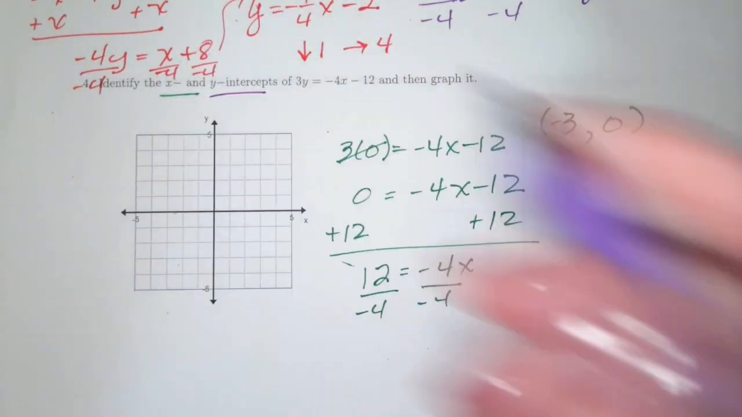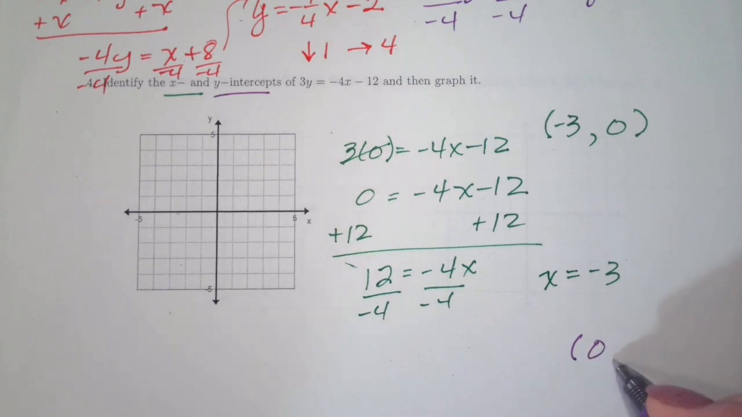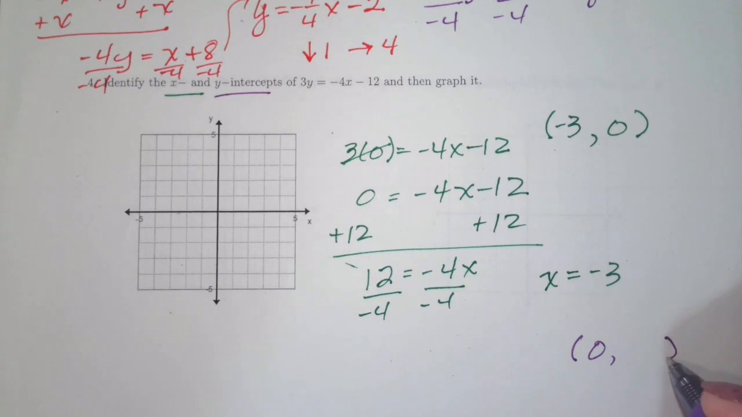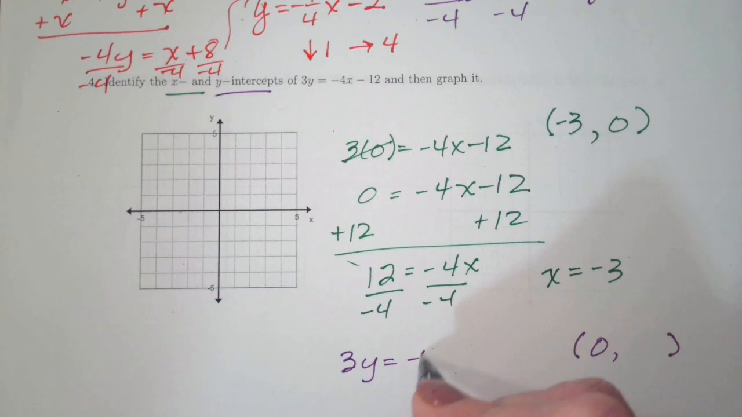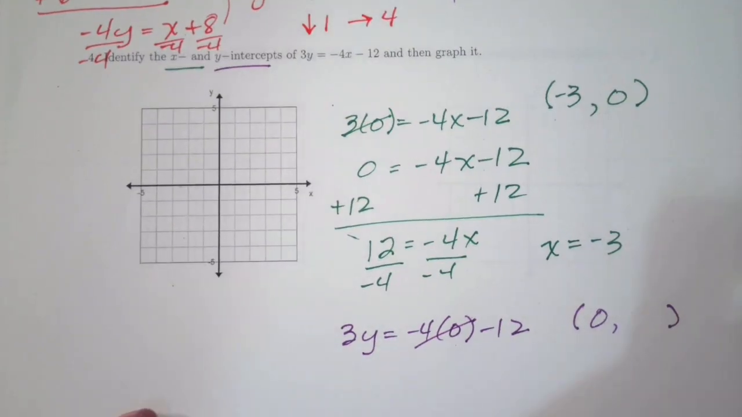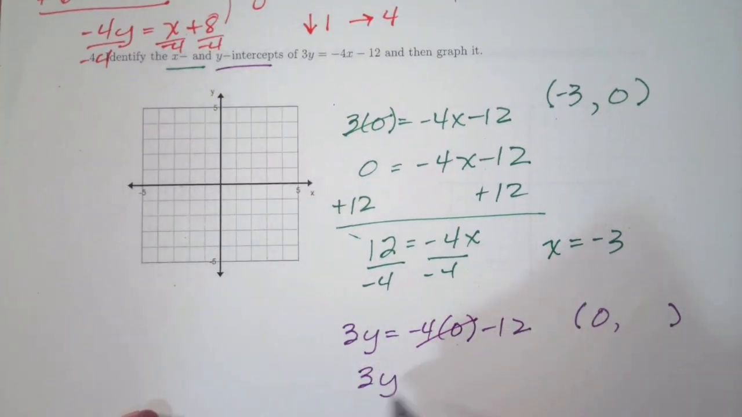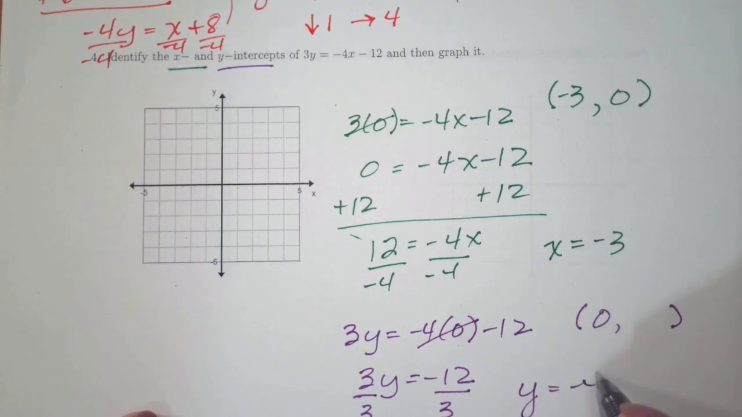For my y-intercept, I know that my x is 0, and I have to solve for y. So that gives me 3y is equal to negative 4 times 0 minus 12. Anything times 0 is 0. So that gives me 3y is equal to negative 12. And when I divide by 3, I get that y is equal to negative 4.